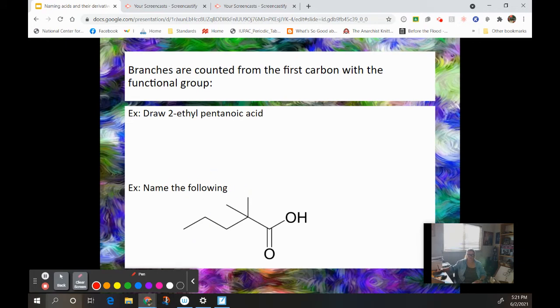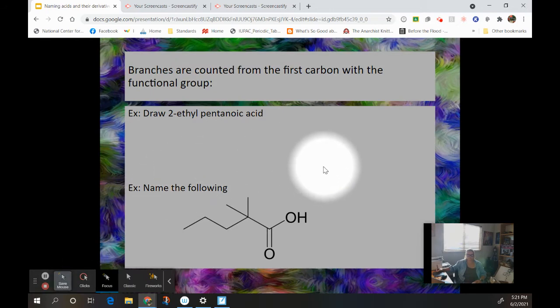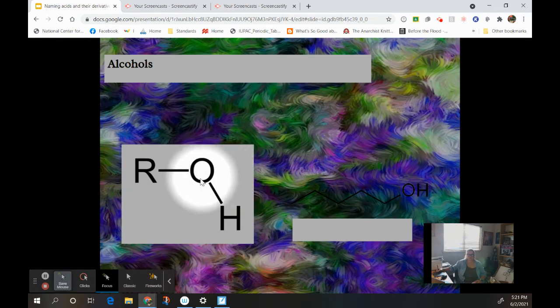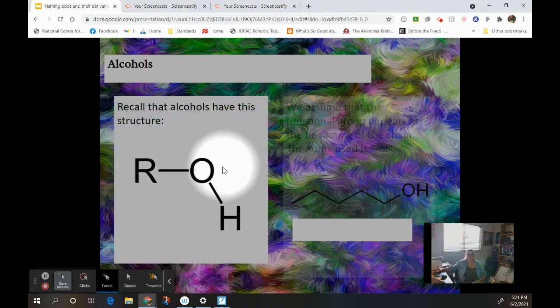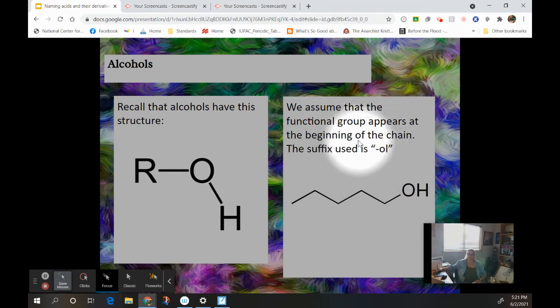So let's move on to alcohols. Hopefully you remember that an alcohol has the O single bonded H at the end of the rest of the carbon chain. That's what the structure looks like. And again, we are going to assume that the longest carbon chain contains the OH group, and the suffix we are going to use is all, hence alcohol.